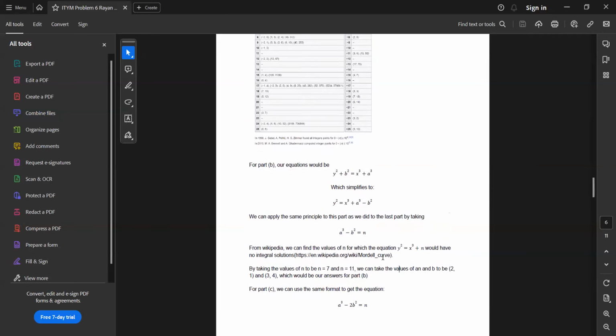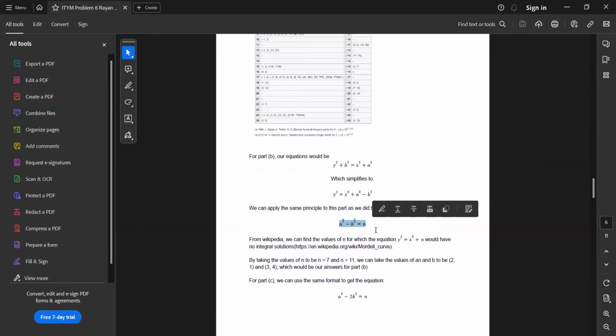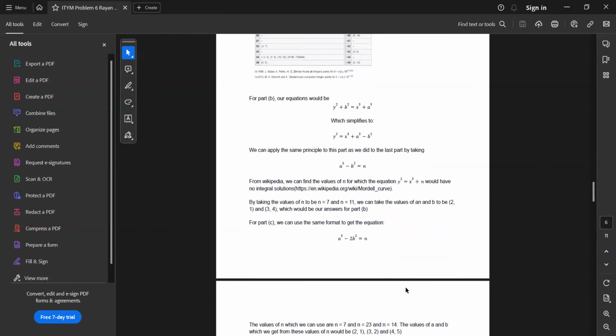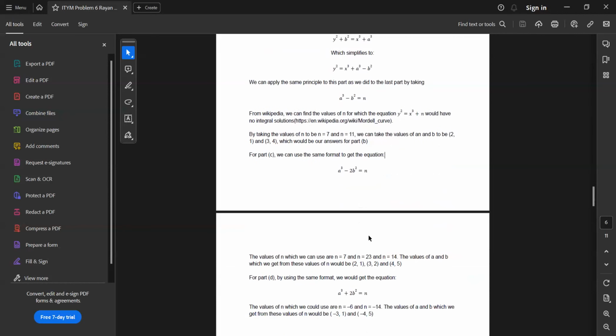सही है, और जब हमारे पास इस इक्वेशन के साथ कौन सी वैल्यूज ऑफ n सेटिस्फाई करती हैं, we can take the values of 7 and 11. तो हमारे आंसर्स हो जाएंगे for a and b to be 2, 1, where 2 is a and b is 1, and then 3 comma 4. These would be answers for part B. Similarly for part C, same method used.